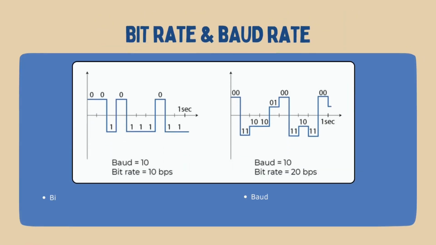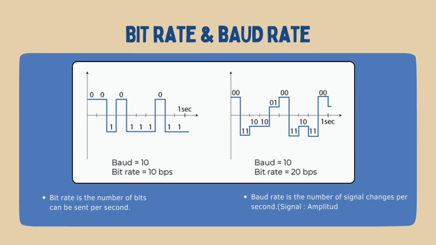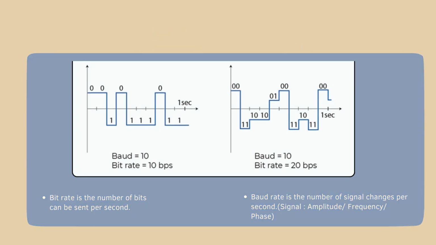As we have discussed earlier, bit rate is the number of bits that can be sent per second, while baud rate is the number of signal changes per second. The diagram on the left shows that the baud rate is 10 and the bit rate is 10 bps. This is because every second, only one bit of data can be transmitted, while on the right diagram, the baud rate is 10 and the bit rate is 20. This is because for every second, 2 bits of data are transmitted.